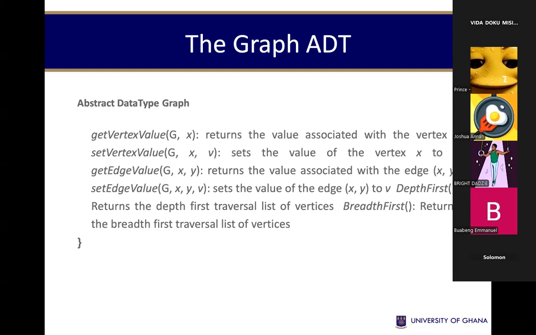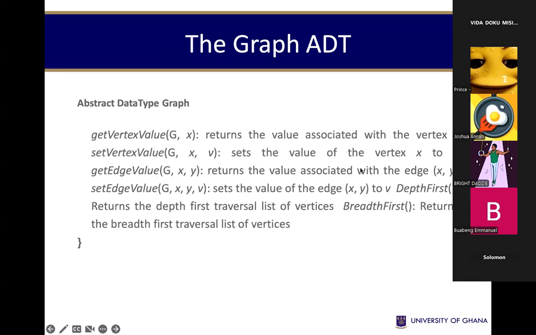Then I'm going to set the vertex value, X and V. What basically it is saying is this. The vertex value initially, we say it is X. I want to be able to replace it with a V. So assuming that X was initially like 12 and I want to assign it a 13, then I'm going to replace the 12 with a 13. That's it.